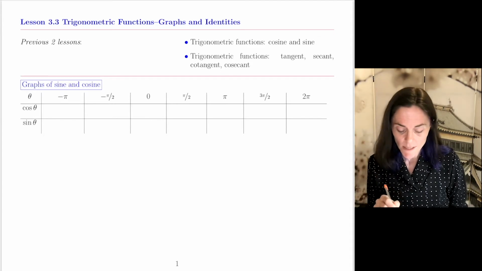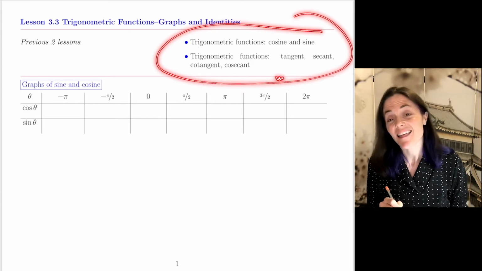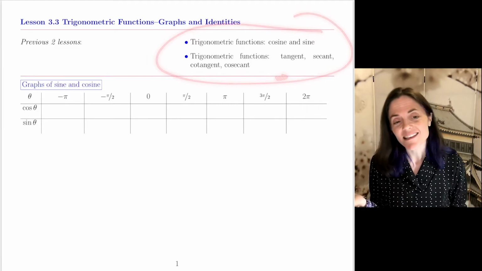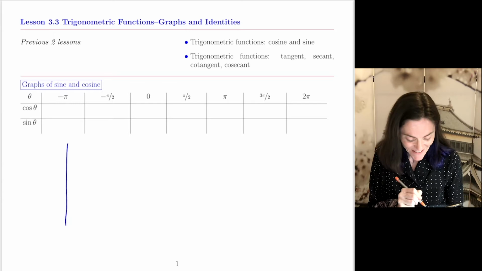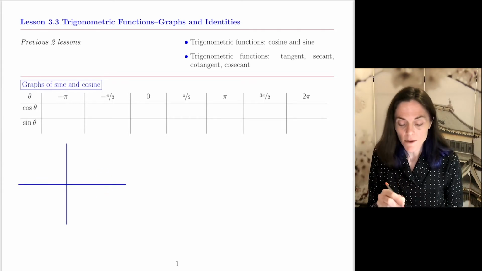So the last two lessons are really where we discuss the trigonometric functions: sine, cosine, and then the other four, tangent, secant, cotangent, and cosecant. So let's get started talking about the graphs of sine and cosine. Before I do, let's draw a unit circle because we can really think about angles.